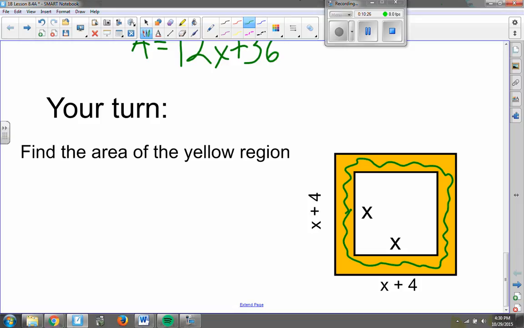Alright, hopefully what we get is our final area of that yellow walkway is 8x plus 16. Right, double check that that's what you got. If you have that, you're all good. If you don't, ask me about it in class tomorrow.